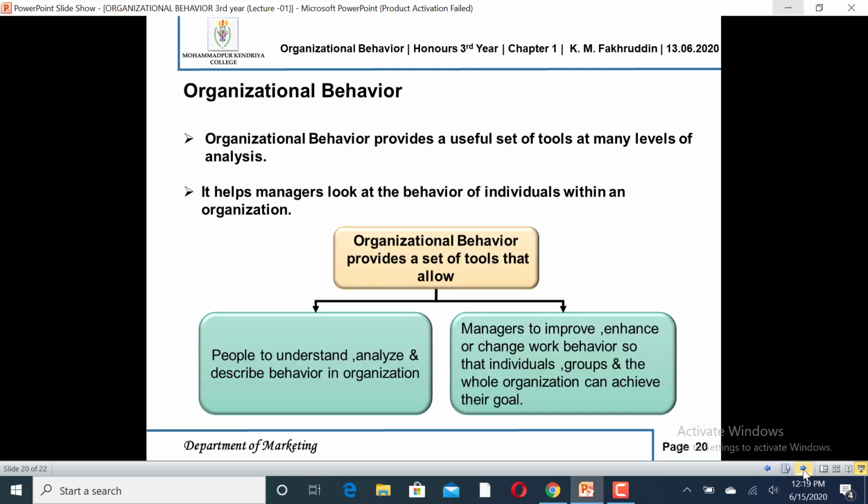Organizational behavior provides a useful set of tools for many levels of analysis. It helps managers look at the behavior of individuals within an organization. It provides a set of tools that allow people to understand, analyze, and describe behavior in organization, and helps managers to improve, enhance, or change work behavior so that individuals, groups, and the whole organization can achieve their goals.